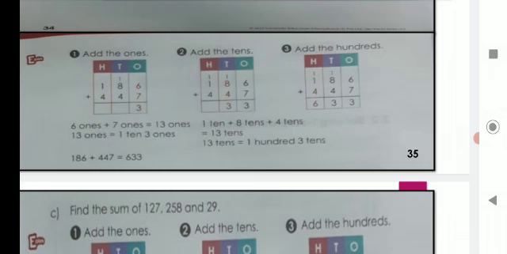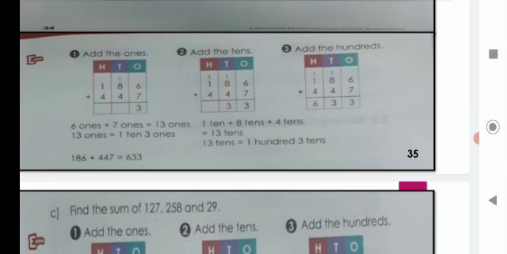Now let's start adding with the help of numbers. So for 186 and 447: in 186 at the ones place I have 6. In 447 at the ones place I have 7. So 6 plus 7 is what?